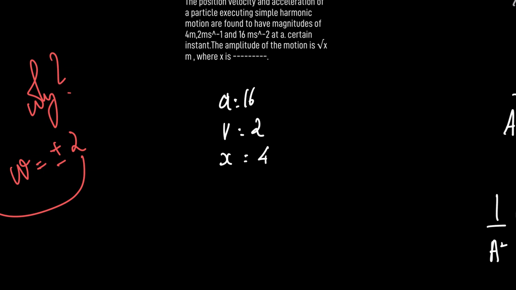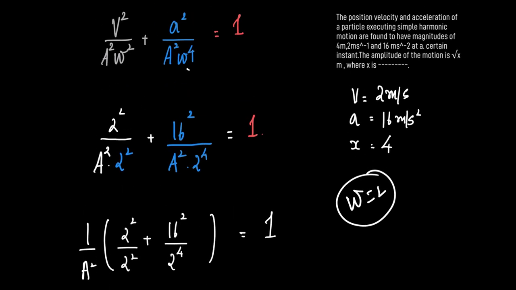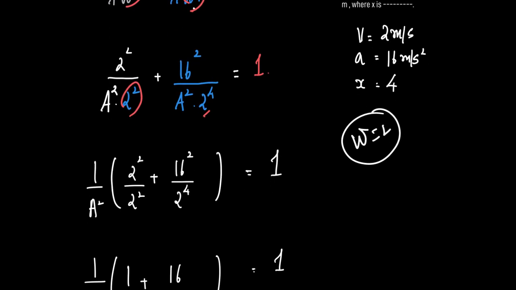So from that point, we have omega is equal to 2 here. So omega is 2. Omega square is equal to 2 square. Coming back to the arithmetic part, I've taken a square common here, the amplitude square in both the denominators. So 1 by a square times 2 square by 2 square plus 16 square by 2 to the power 4 is equal to 1.